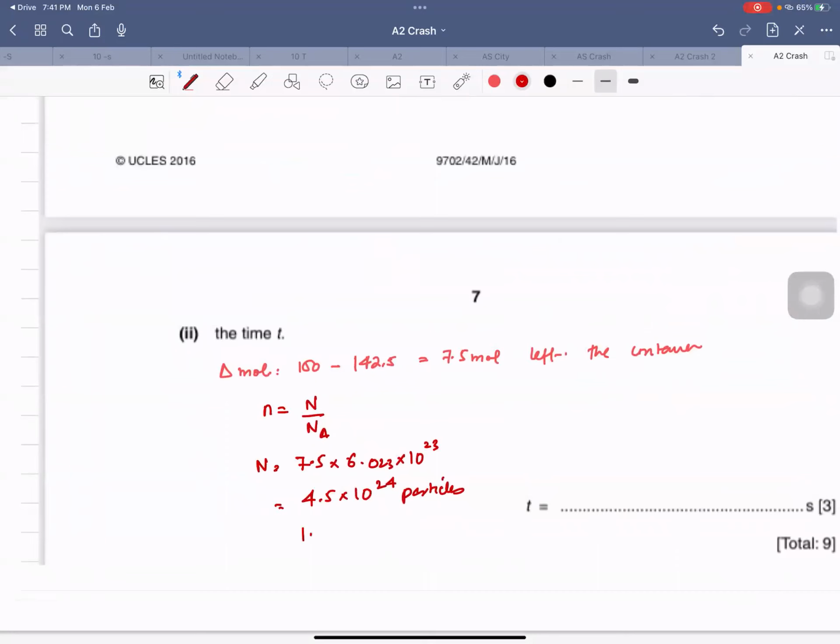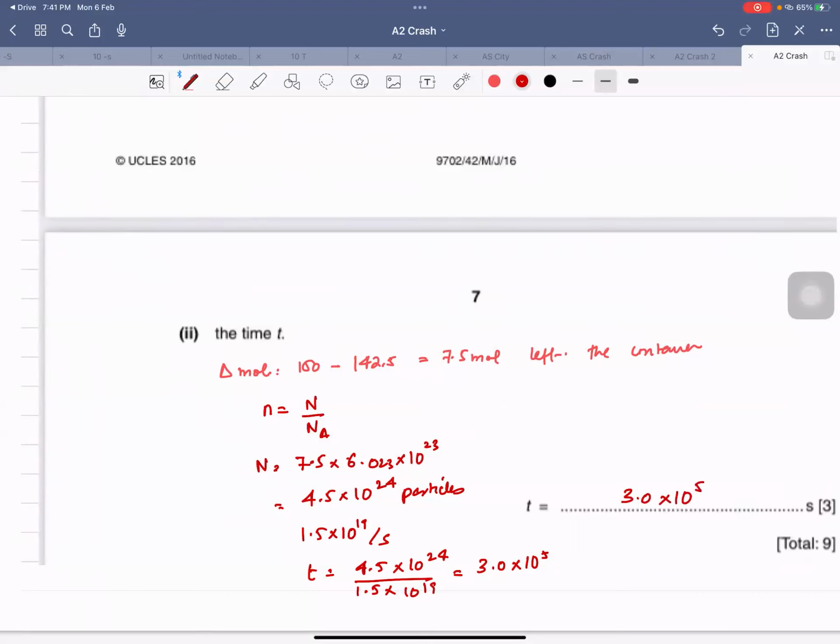Now, they said the number of particles leaving was 1.5 times 10 raised to 19 per second. So 1.5 times 10 raised to 19 particles left per second. So how much time would that be? You just got to divide this: 4.5 times 10 raised to 24 divided by 1.5 times 10 raised to 19. What do you get? It's almost 3.0 into 10 raised to 5.